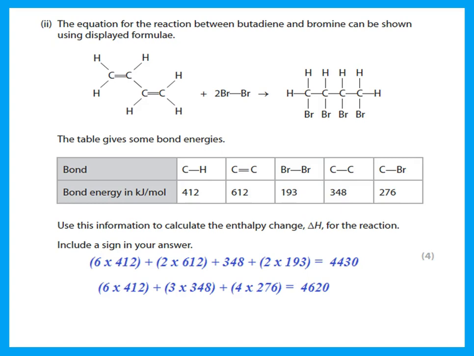Plus, I have CBr bonds. How many CBr bonds do I have? I have 4 CBr bonds. So 4 times 276. So that is the total for the bonds in the products. And then the overall delta H is reactants minus products. Here, the delta H comes out as a negative sign. If it comes out as a positive, you have to put the positive sign because delta H needs a sign. And the fact that this comes out to be a negative, this tells you that it is an exothermic reaction.